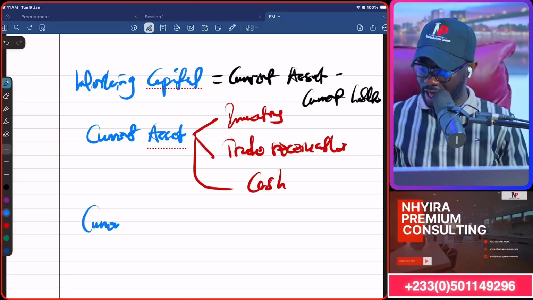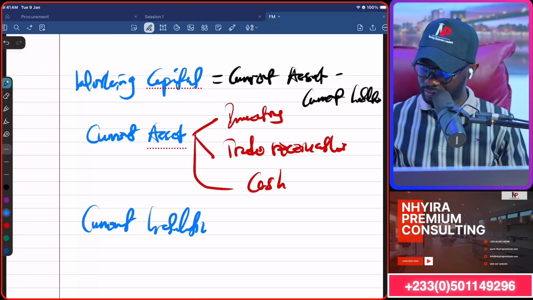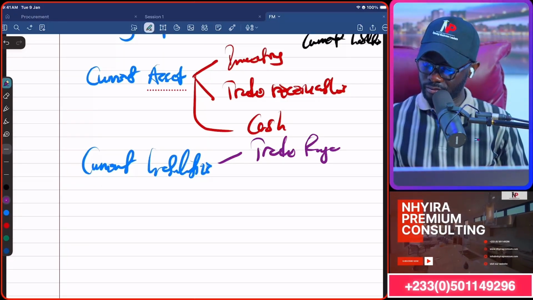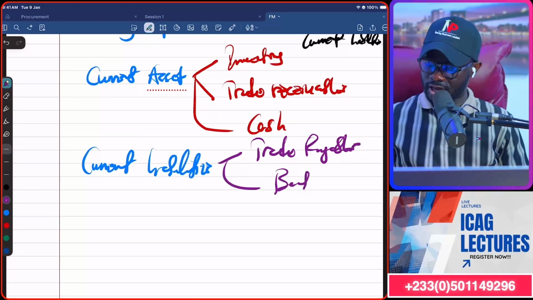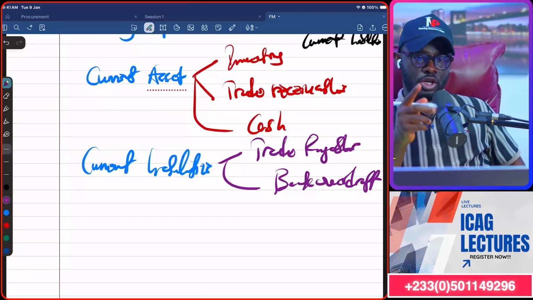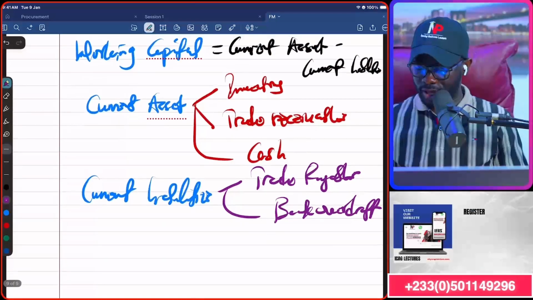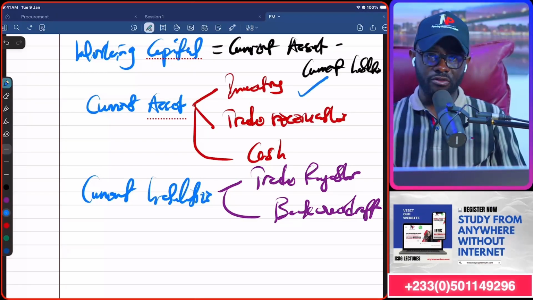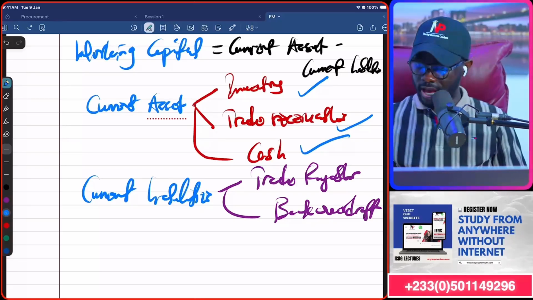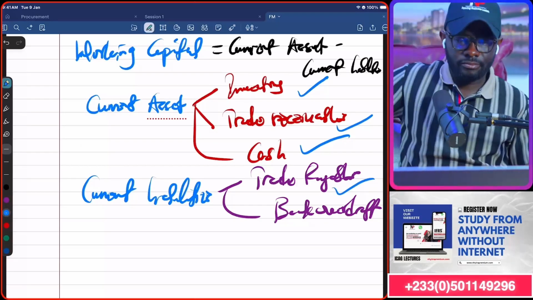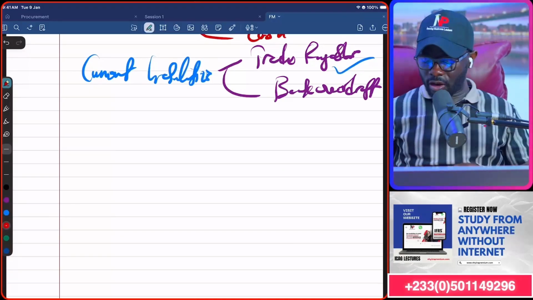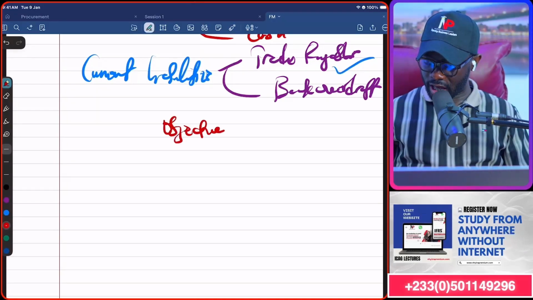Then you come under current liabilities. Under current liabilities also, we're going to have trade payables, certainly bank overdraft and other things. But we're going to be more focused on trade payables. So component-wise, under this topic, we're going to be focusing on inventory management, trade receivable management, cash management, and then trade payables management.